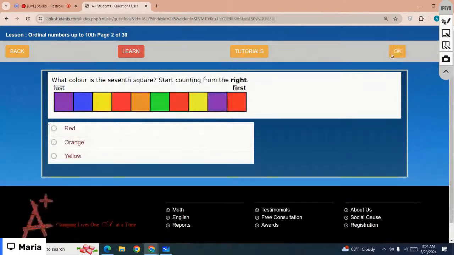What color is the seventh square? Start counting from the right. So which is the correct option? One, two, three, four. Yes, that is red. The correct option is red. Very good.